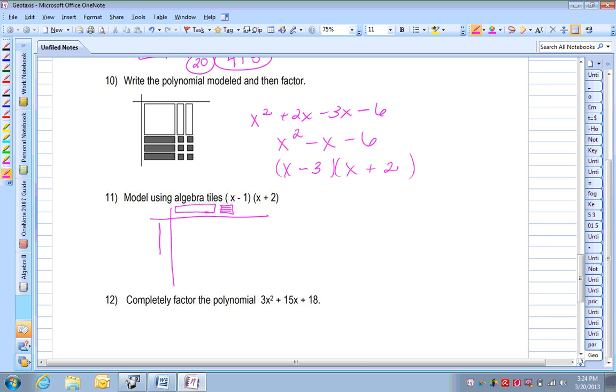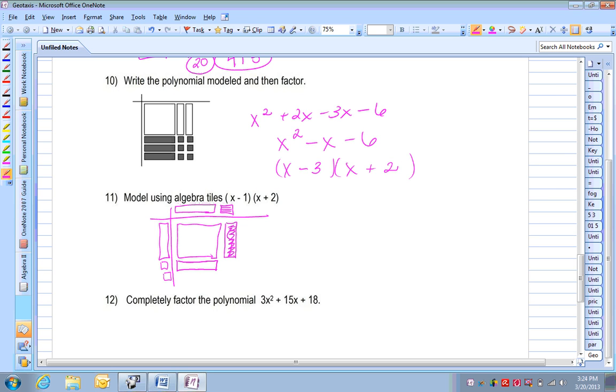And then along the side, I put a positive x bar, and then 2 positive units. And then I multiply. So an x times x gives me an x squared, which fits perfectly right in between those 2 things in the upper left-hand corner. And then I have an x bar times a -1 unit. So that means I'm going to draw an x bar and shade it in to give me a -x. And then I have a positive 1 unit times an x bar, and that gives me a positive x.